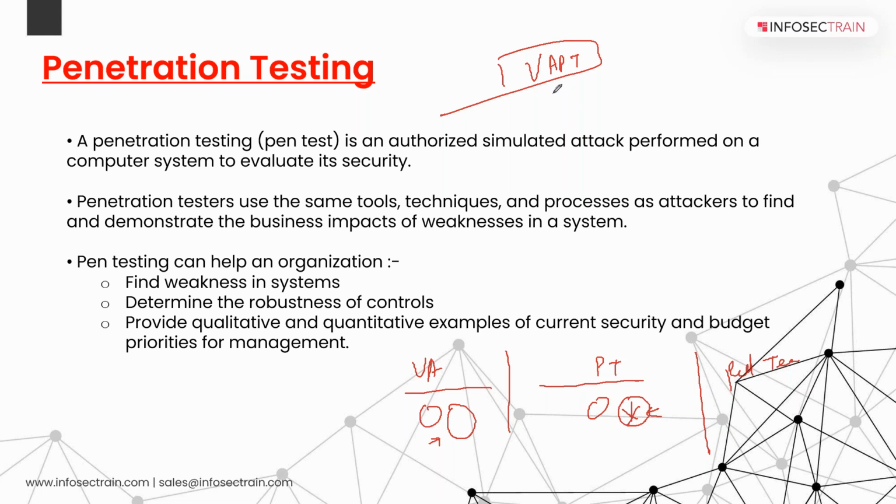Again, in VAPT, we perform all the 5 steps: information gathering, scanning, enumeration, hacking. All the things are done over here, all the things which have been merged in your VAPT. Both things are done over here. In the red team also, both things are done over here. Along with that, they perform other testing as well.